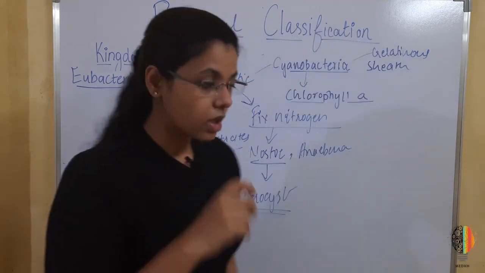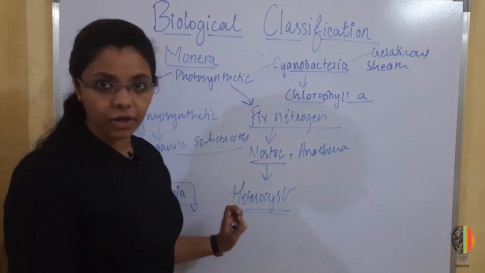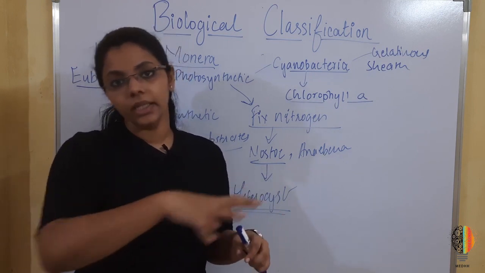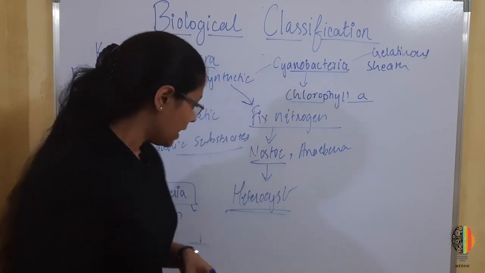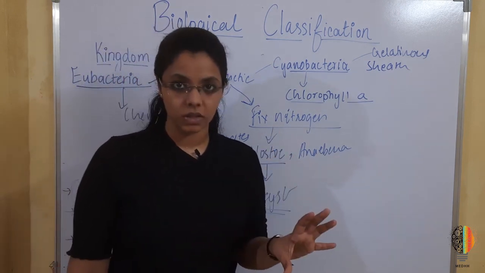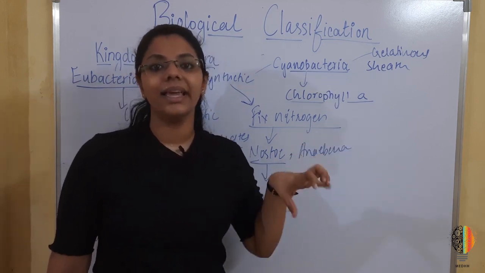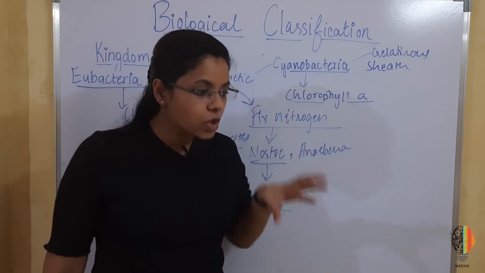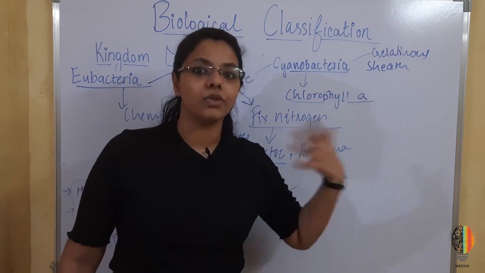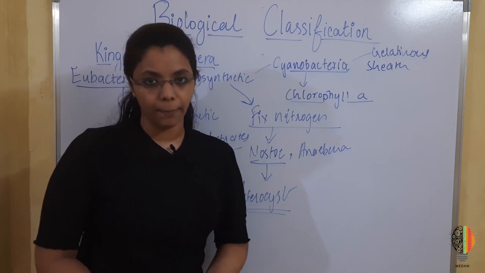Then comes heterotrophic bacteria. Okay? Another type is heterotrophic bacteria. They are the ones that are actually abundant in the diversity of bacteria. Okay? These heterotrophic bacteria are the major members of decomposers. Now, what do the decomposers do? They feed on other dead decaying matter. Okay? So the heterotrophic bacteria are dependent on other organisms for their survival, and they contribute to a major group of decomposers.